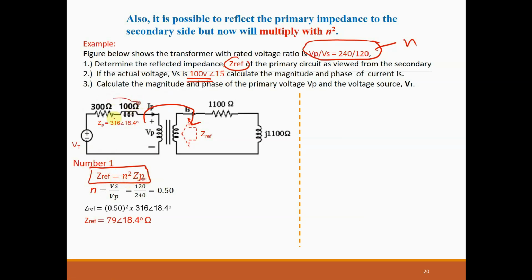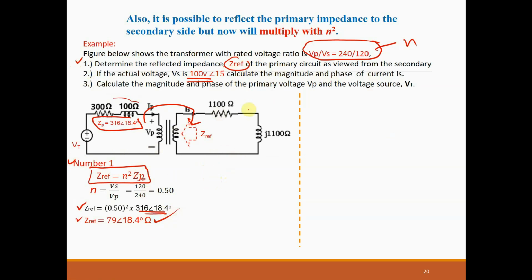What is the impedance of the primary? It's equal to 316 angle 18.14. So, let us now calculate Z reflected, 0.5 squared times 316, we have a reflected impedance of 79 angle 18.4, right? Now, after that, we can simplify our circuit, right? This is for question number 1. Determine the reflected impedance. So, this is the reflected impedance.